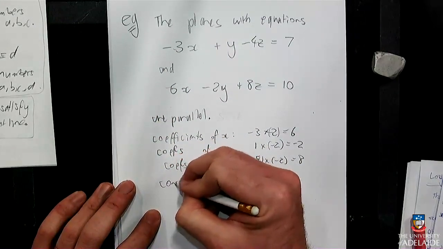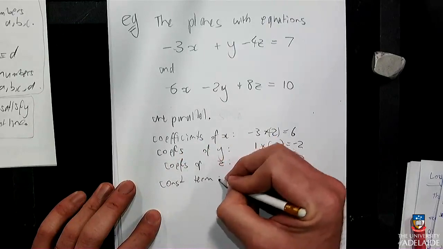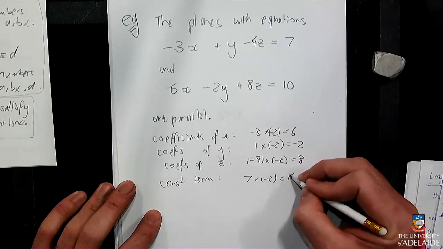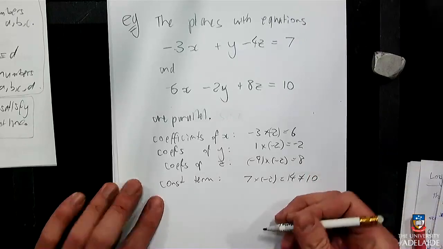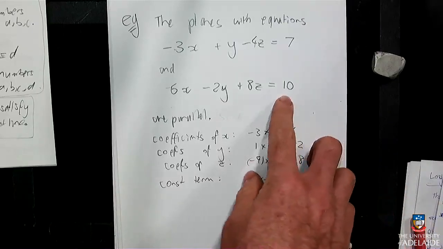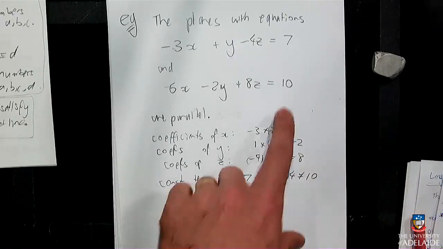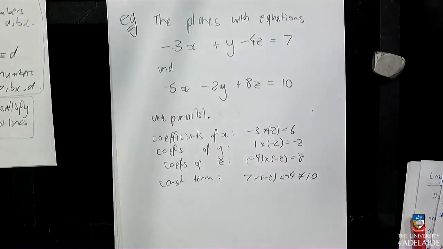But the constant term, 7 times -2, which would normally be 14, but it's not the 10. And so if this had been a -14, sorry, if this had been a -14, these are actually the same plane. But since it's not -14, they're different planes, but they're parallel.